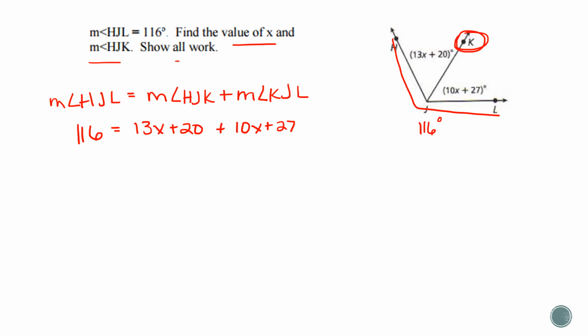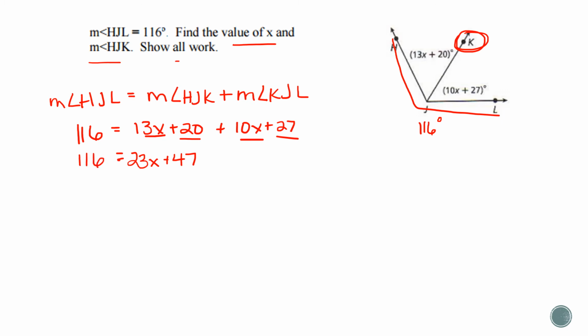So next, I need to combine like terms on the right-hand side. 13x and 10x should give me a 23x. 20 and 27 should give me 47. Nothing happened to the left-hand side, so I'm going to keep 116.